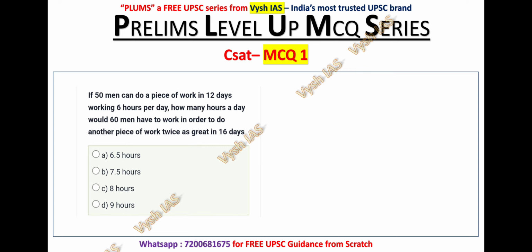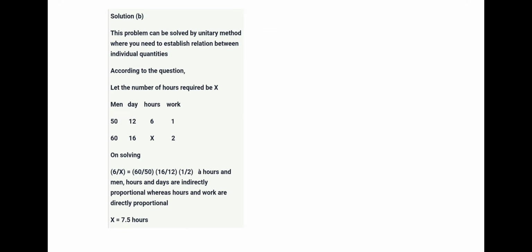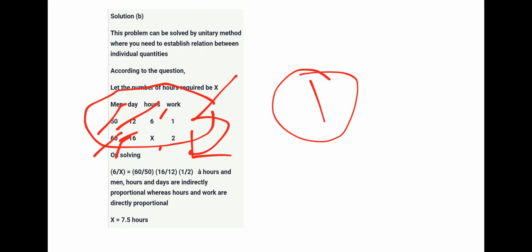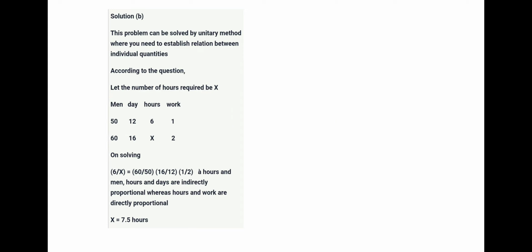MCQ number 1. If 50 men can do a piece of work in 12 days, working 6 hours per day, how many hours a day would 60 men have to work in order to do another piece of work twice as great in 16 days? So according to the question, we have written the data in this way: men, day, hours and work. In the initial case 50 men, in the second case 60 men, in the first case 12 and second case 16 days, first case 6 hours, second case x hours, as we have to find the value of x. And in the first case work is 1 unit, and in the second case it is twice the first one, so this is 2.